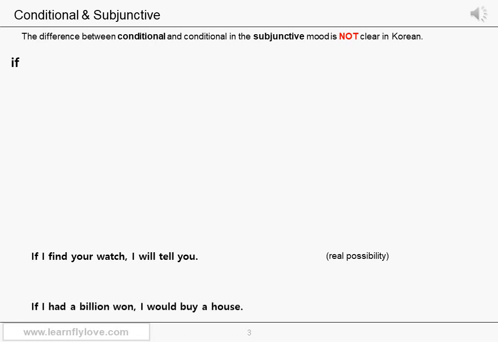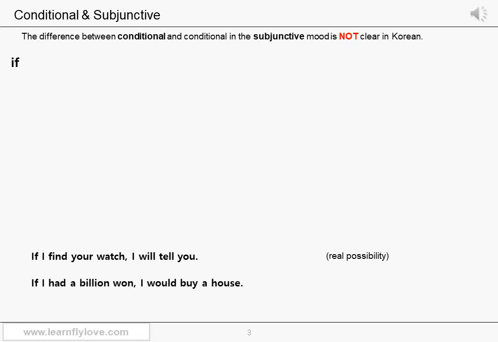Let's see the next sentence. If I had 1,000,000,000 won, I would buy a house. 1,000,000,000 won is about 1 million US dollars. Anyway, the main verb had in the if clause is in the past tense. It's in the subjunctive mood.